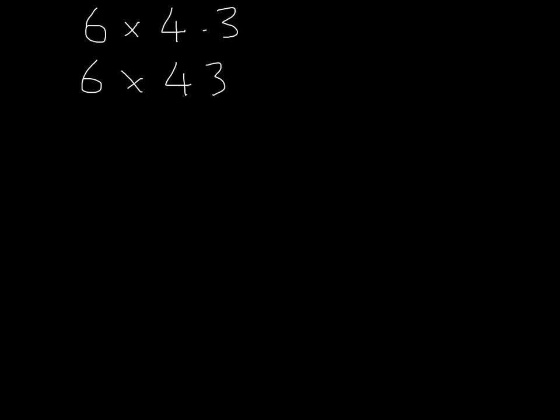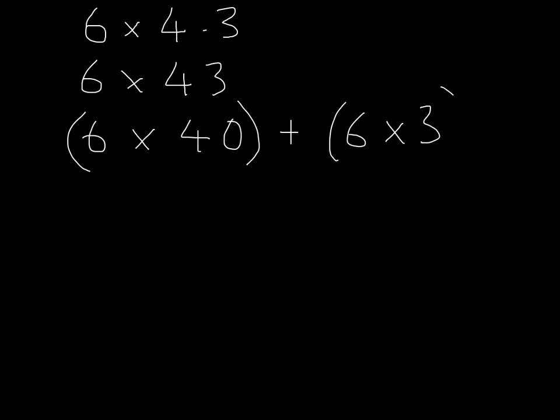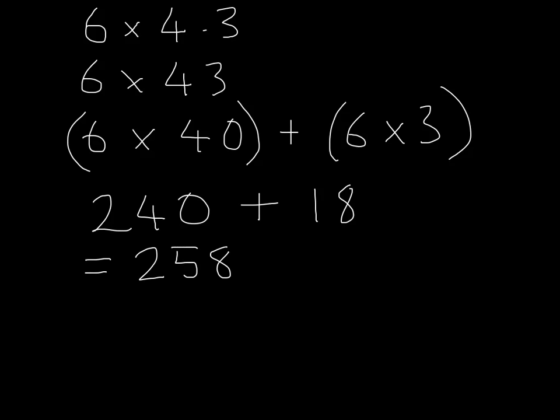And I can follow a simple partitioning procedure. 6 times 40, put it in brackets because we're going to add the two totals up, plus 6 times 3. 6 times 40 is 240, and 6 times 3 is 18. That gives me 258, and I must remember to divide by 10 to give me my final answer, which is 25.8.